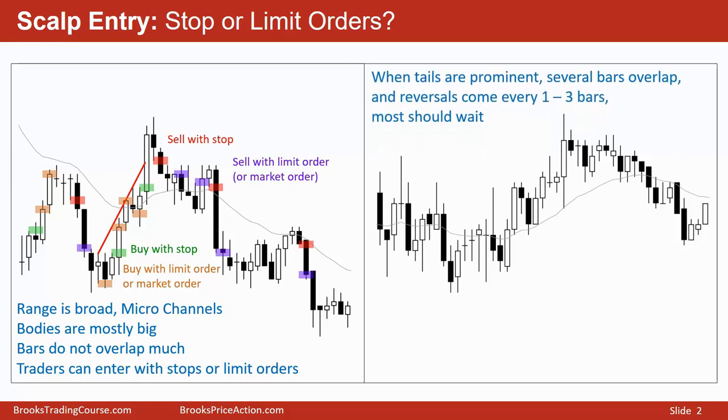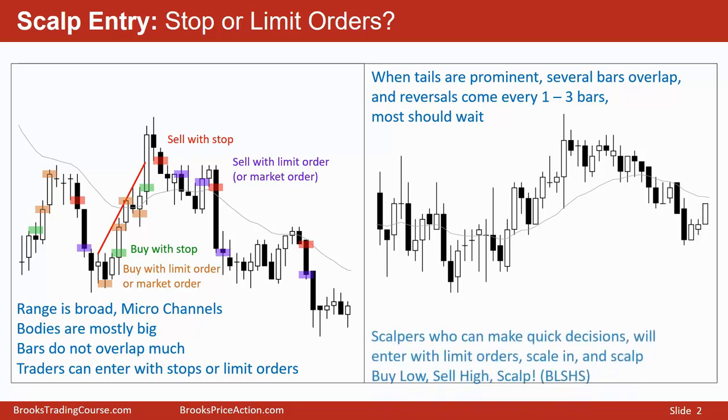Compare this to the chart on the right, where their tails are prominent and the reversals are coming every 1, 2, or 3 bars, and a lot of the bars overlap. In a situation like this, you have to make very quick decisions. Let's say this is a 5-minute chart. Most of the time, you'll be entering with limit orders, betting on reversals instead of on successful breakouts. And in general, you want to buy low, sell high, and scalp.